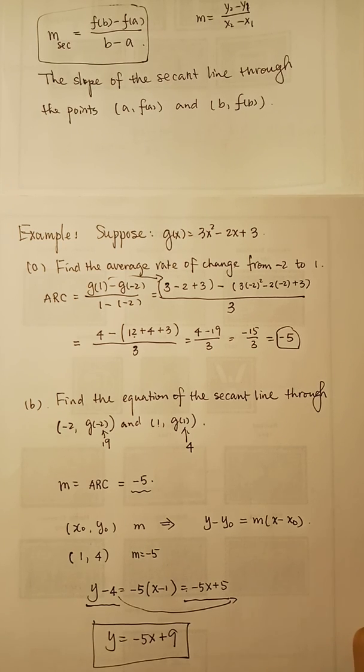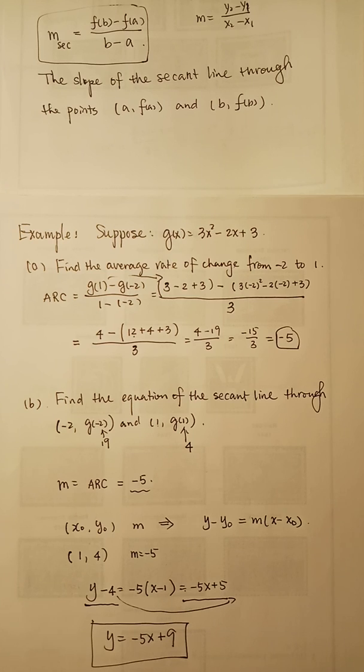Okay, so we finish section 3.3, and next time we're going to start the next section 3.4. Do the exercises, and make sure you can compute whatever quantity is required and you understand what increasing, decreasing, local maximum, local minimum, absolute maximum, absolute minimum, the average rate of change, and the slope of the secant line through two given points mean. All these concepts are required for our second exam.